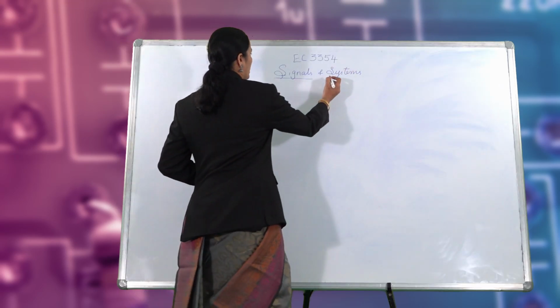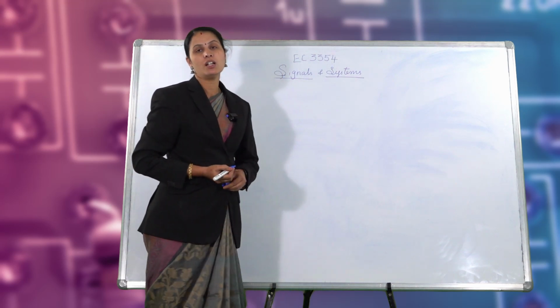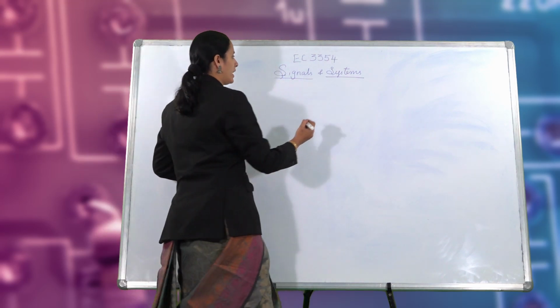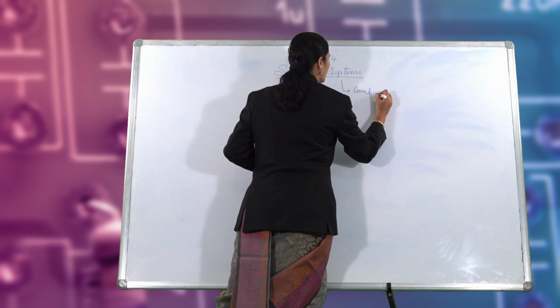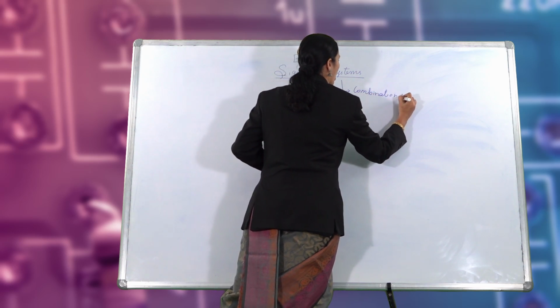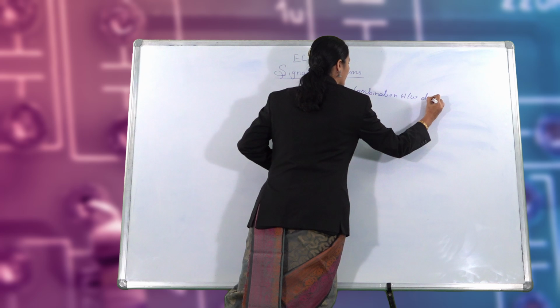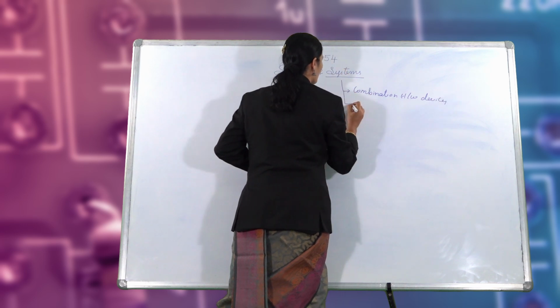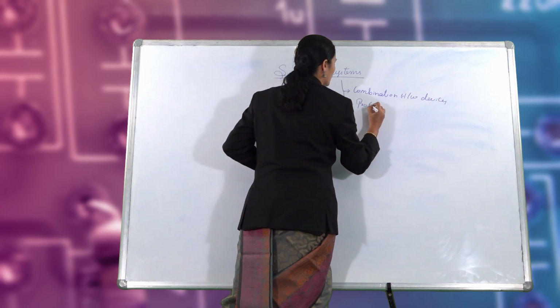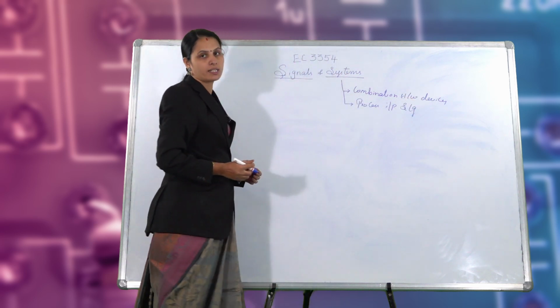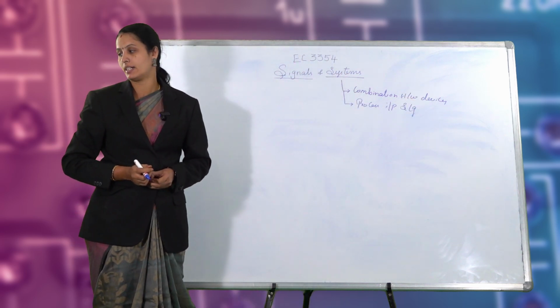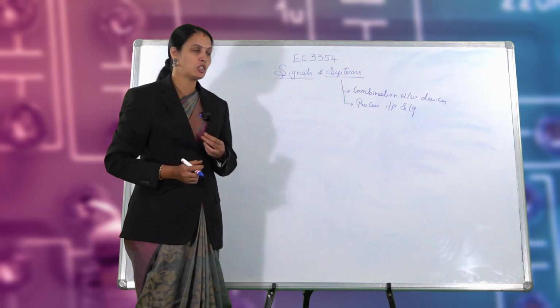Let's next see what is system. System is the combination of hardware devices used to process the input signal. We used to call this input as an excitation and the output as a response of the system.